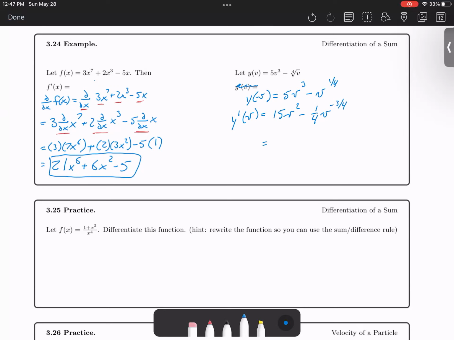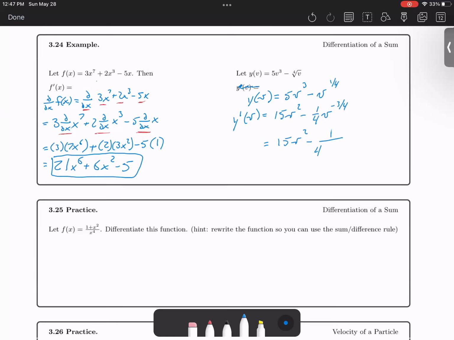Let's clean that up just a little bit. This is 15v squared minus 1/4. And then v to the 3/4 down in the denominator is the fourth root of v cubed. Right? But you were done with the calculus at this stage because you've taken all your derivatives.